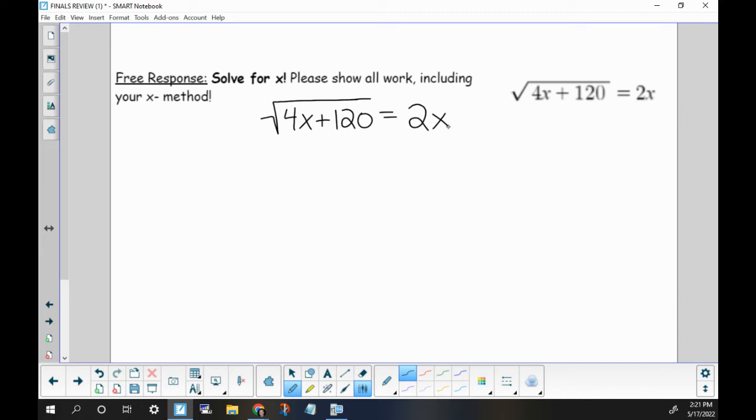Minus 120? Well, remember, that's stuck underneath the radical right there. What is on the ledge of that radical? It's not written, but it should be. We could write that. It is a 2.